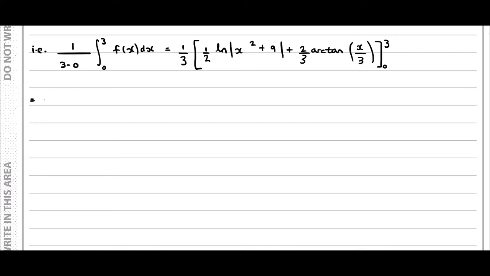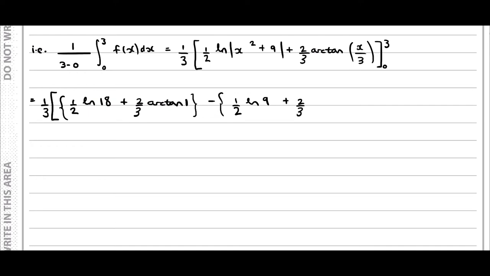we have 1/3 lots of, if we substitute in for our upper limit, a half times the natural log of 3 squared plus 9, that would be 18. And then we have 2/3 times the inverse tan of 3 over 3, which is 1. For our lower limit, we have a half times the natural log of 0 squared plus 9, which is 9. Then we have 2/3 times the arctan of 0 over 3, which is 0.